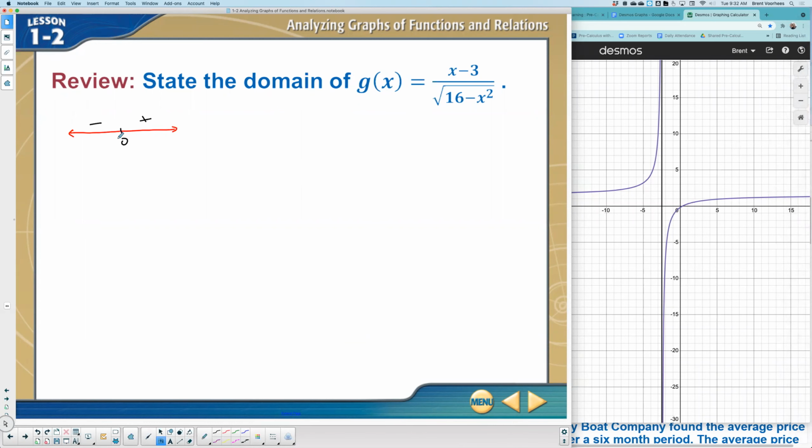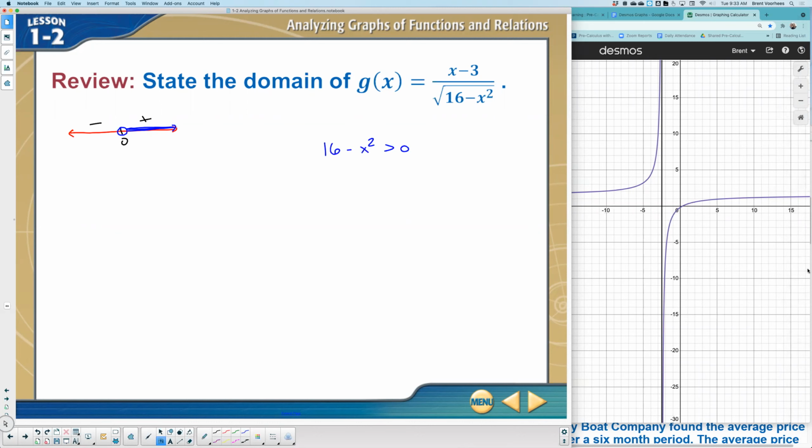How do I represent that on the number line? Open circle, and it cannot be negatives. So do I shade towards it or away from it? Away from it. So I'd be going this way, which means my symbol is going to be greater than 0. So I take what's inside the square root in the division portion, 16 minus x squared, and say that has to be greater than 0. Not equal to, because of the division, not less than, because of the square root.